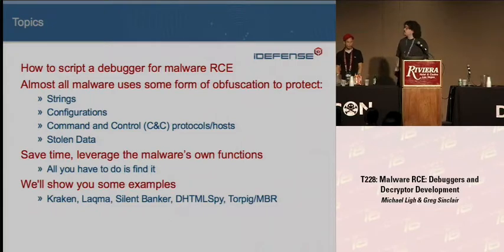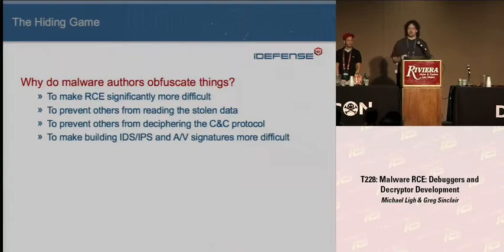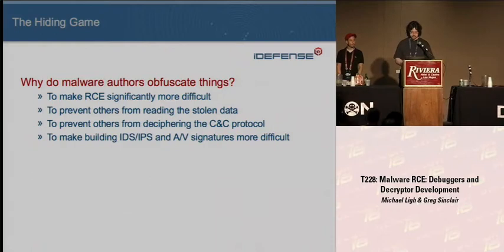All right, so why do malware authors obfuscate things? Well, as we all know, this is kind of a game between us as analysts and the malware authors to make our lives more difficult, to make their code more difficult to understand. Also, they've worked hard to steal the data, so they don't want other people to take their data away from them, to see what has been stolen, to make forensics more difficult. And also, they don't want people knowing what's going to and from the command and control. They don't want you knowing what commands are coming down. They don't want you knowing what data is being sent back. As a result, this also makes IDS and IPS signatures and antivirus, for that matter, more difficult to write.